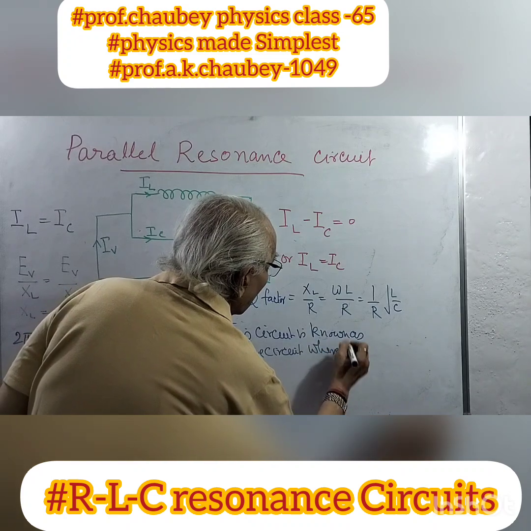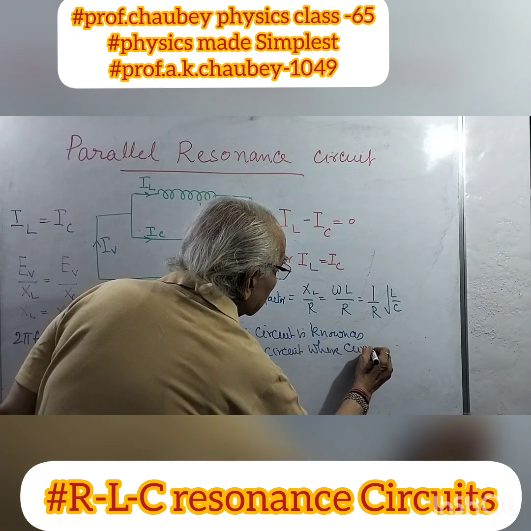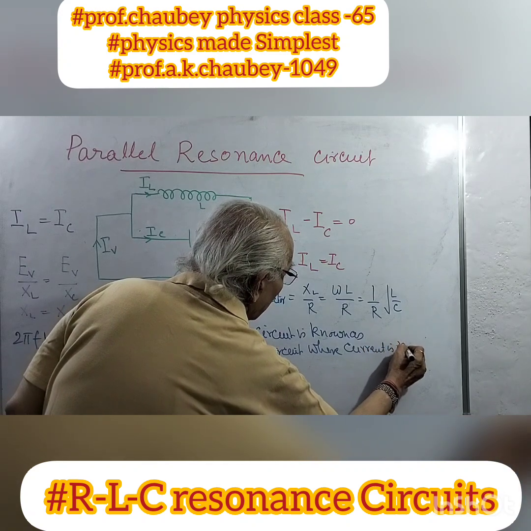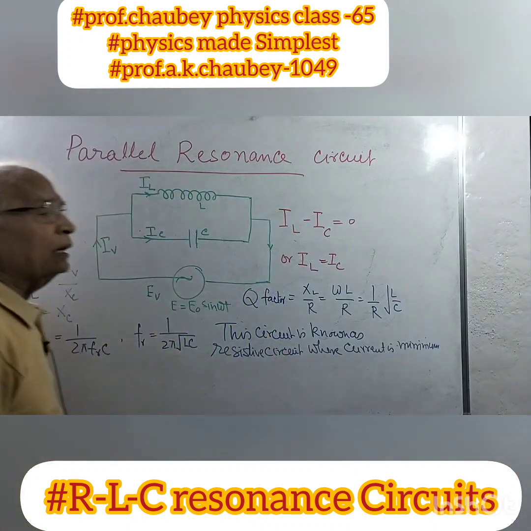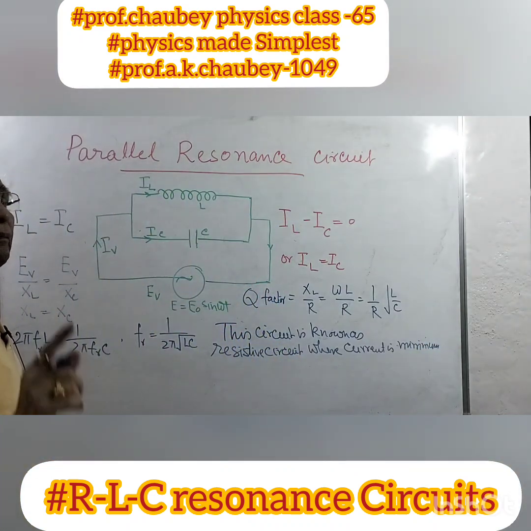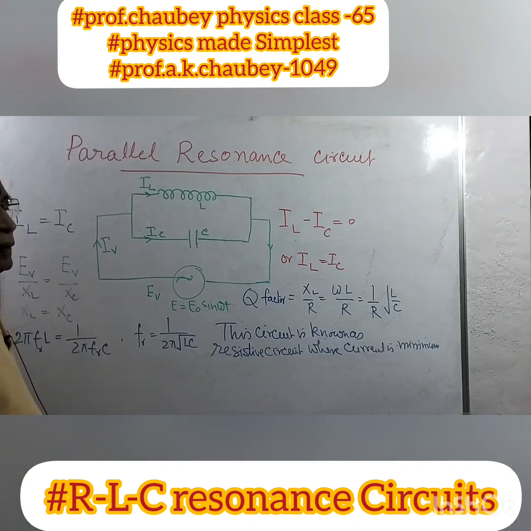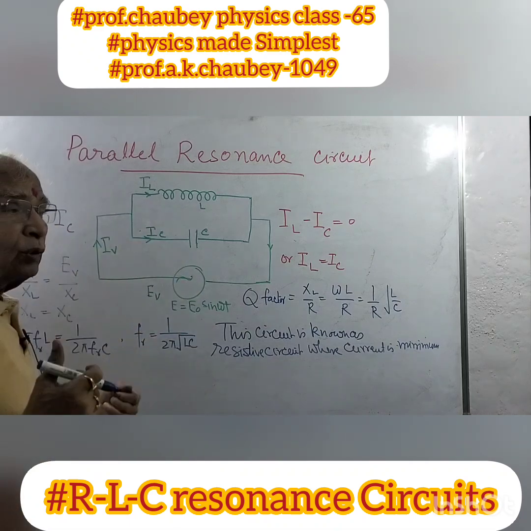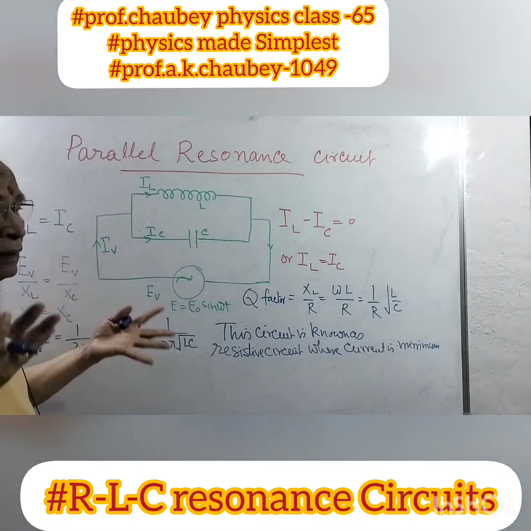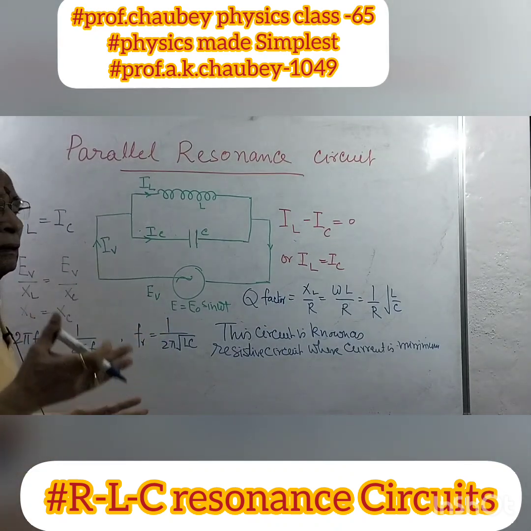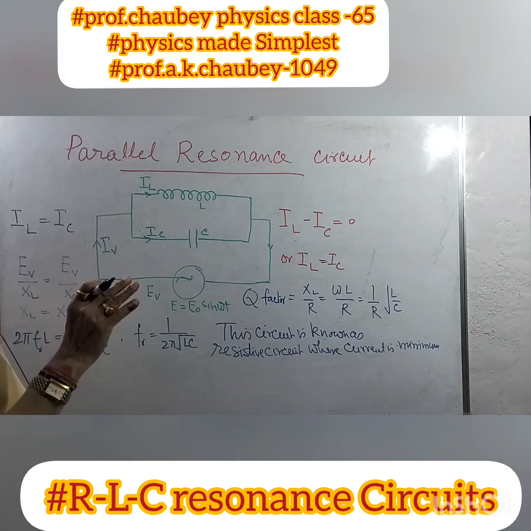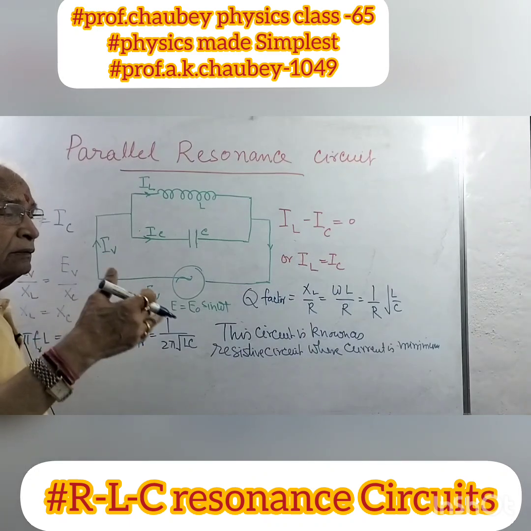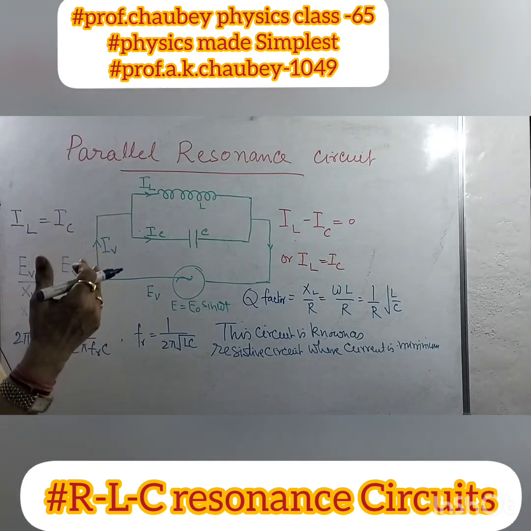Where current is minimum. Remember, in the series resonance circuit we got current maximum. That was the acceptor circuit, meaning it accepts those frequencies which are giving maximum current, large current, and we will not allow the frequency which is giving low current. So only those frequencies are accepted which give a current above a certain limit.